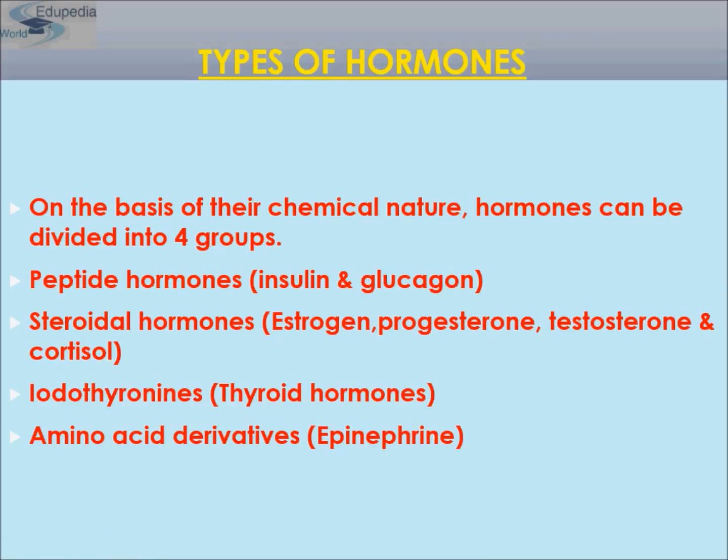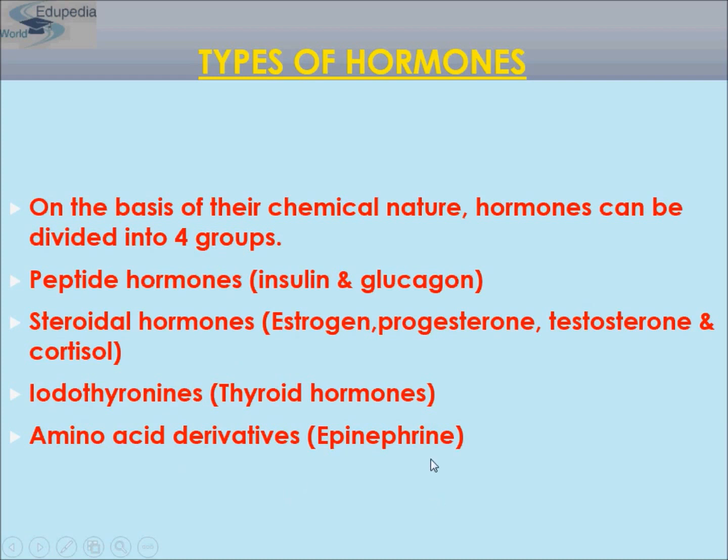Now types of hormone. On the basis of their chemical nature, hormones can be divided into 4 categories. And which are those? Peptide hormone, which is your insulin and glucagon, which I have taught you when I taught you about the pancreas. Second is your steroidal hormone, such as estrogen, progesterone, testosterone, and cortisol. And third is your iodothyronines, which is known as thyroid hormone. And fourth is your amino acid derivatives, such as epinephrine.